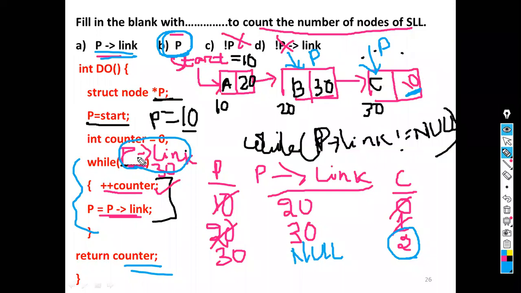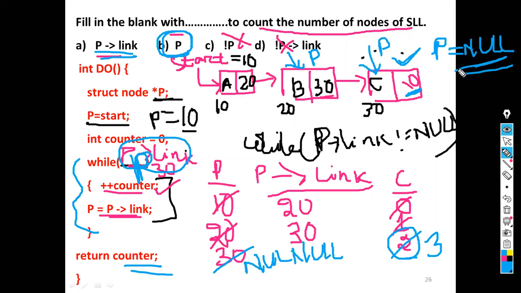In the next iteration, if I write P over here, so what is the new value of P? So now P equal to null. Okay. At that time the counter is incremented to 3. So one more iteration has taken place. This node is visited by the pointer. At that time P equal to null. P equal to P link. Now P equal to null. If P equal to null, the value of counter equal to 3.